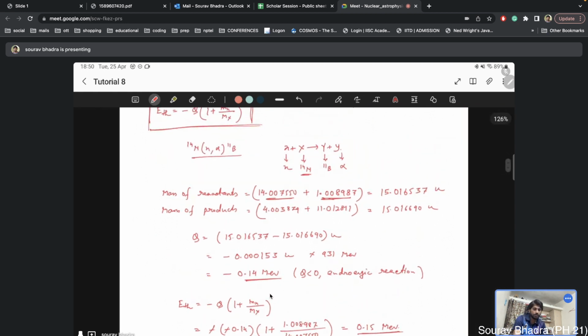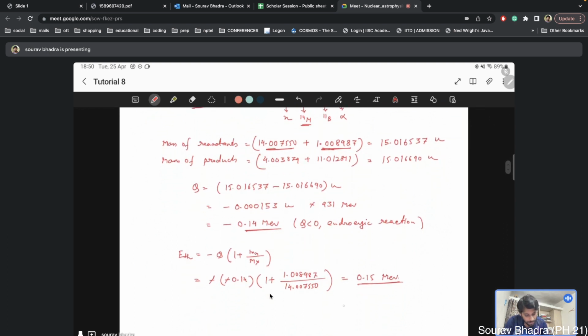So if the neutron has energy greater than or equal to 0.15 MeV, which is the threshold, then only the reaction will occur. If it has less than 0.15 MeV energy, the reaction will not happen. For this case, the reaction will happen. So this is the importance of understanding the threshold energy calculation, which is important for an endoergic nuclear reaction if your Q is less than 0.